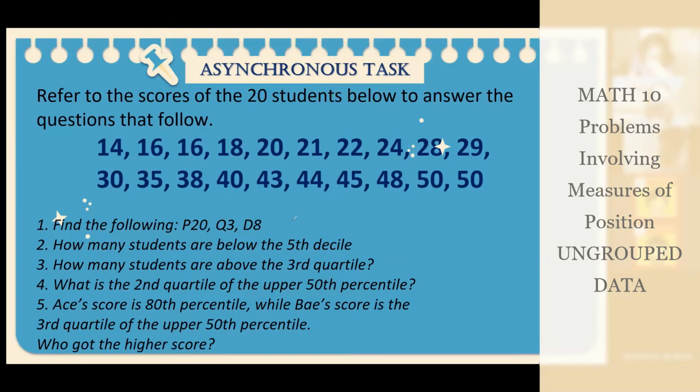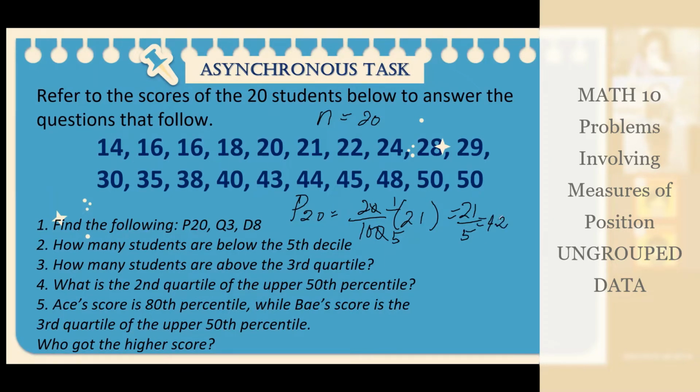P20, percentile 20, is 20 over 100. It's over 100 because it's percentile. Times n plus 1, we know that there are 20, so your n is 20. Plus 1, so times 21. This is the same as 2 over 10. It's 1/5, right? So, 21 over 5, use the calculator. The answer is 4.2?